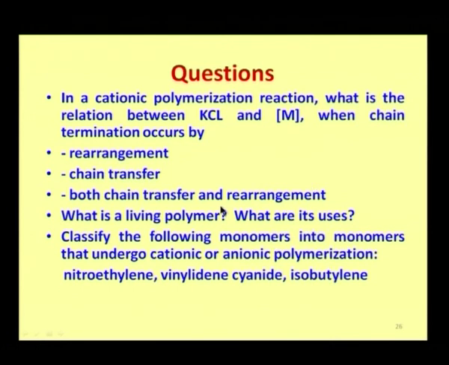Here are a few questions for you. In a cationic polymerization reaction, what is the basic relation between the kinetic chain length and the monomer concentration when the chain termination occurs by rearrangement, when it occurs by chain transfer, and when it occurs by both chain transfer and rearrangement? What is a living polymer? What are its uses? Classify the following monomers into those which can undergo cationic or anionic polymerization: nitroethylene, vinylidene cyanide, isobutylene. Thank you.